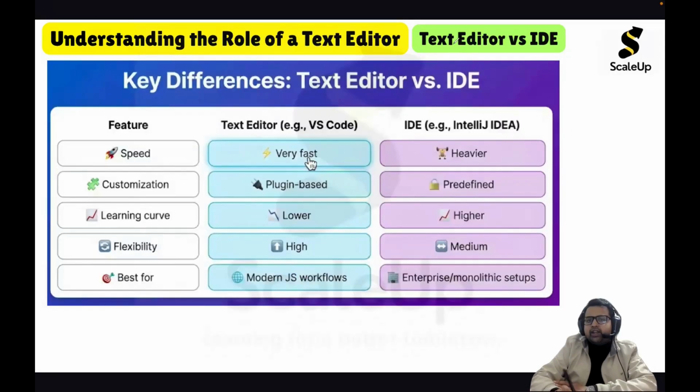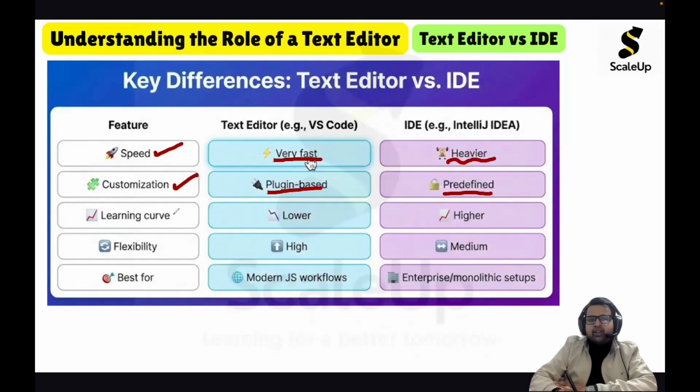If we look at the key differences between a text editor and an integrated development environment, when it comes to speed, a text editor is very fast because it is lightweight. An example of a text editor is VS Code. And an IDE is very heavy because it is equipped with a compiler, interpreter, tools, and debugger. When we talk about customization, a text editor is plugin based, and an IDE is predefined, it already has lots of inbuilt tools in it.